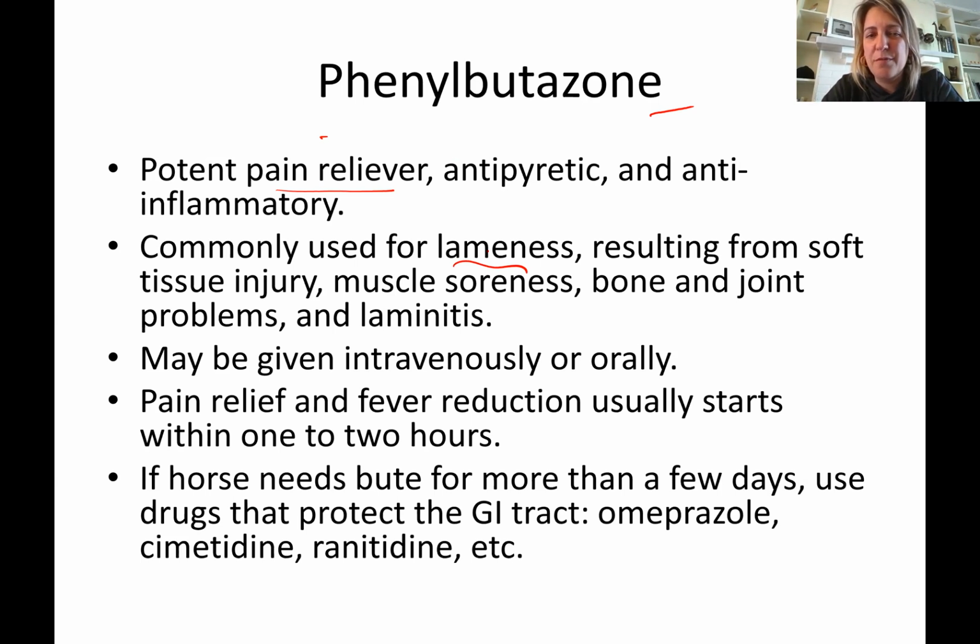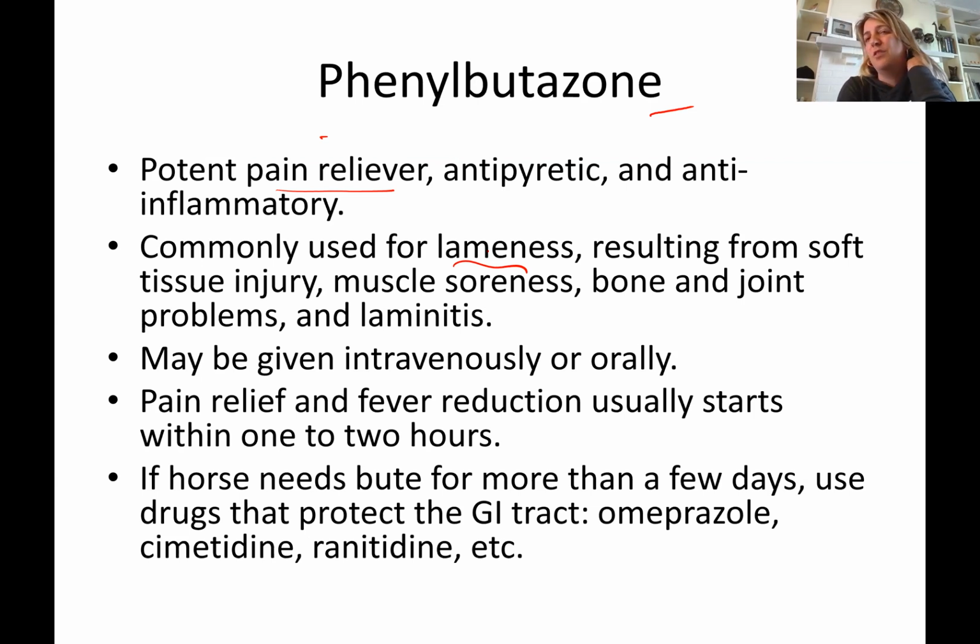Any lameness that comes from soft tissue injury or muscle pain or even bone and joint problems, it is very, very, very widely used. And generally, the tabs are super, super cheap. It can be given intravenously or orally.